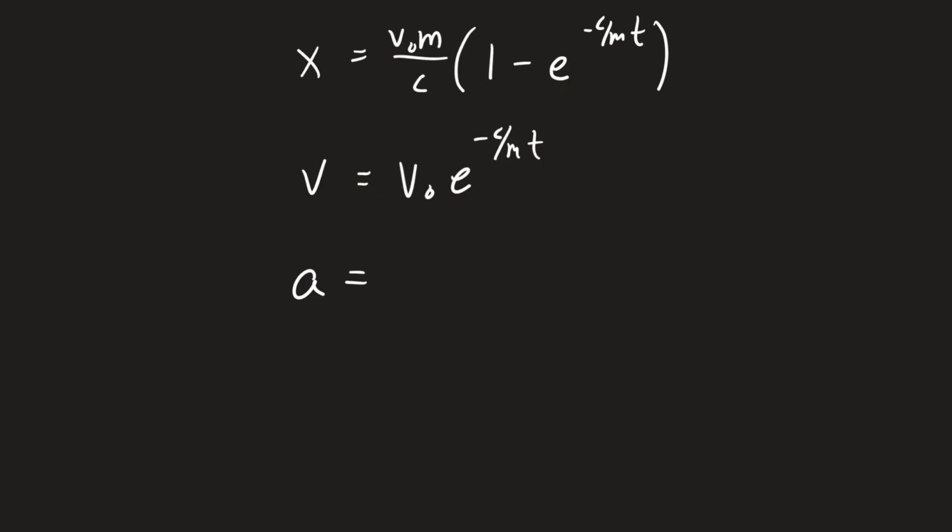I'll bring the negative c over m out front, and then e to the negative c over m t. Right? Derivative is pretty straightforward. And I'm going to rearrange this a little bit so I can pop that negative out front.